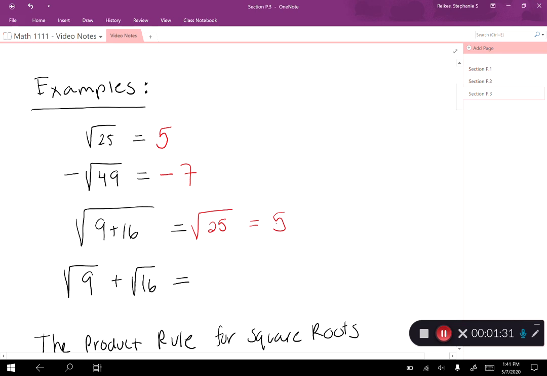However, let's look at the difference between the next example. This one says square root of 9 plus square root of 16. This time I'm going to take the square root individually. So the square root of 9 is 3, and the square root of 16 is 4, and when I add those together I get 7. So you can see these two problems are not equal to each other.